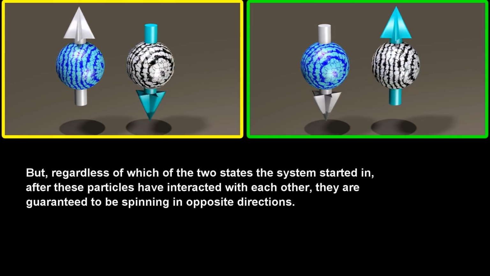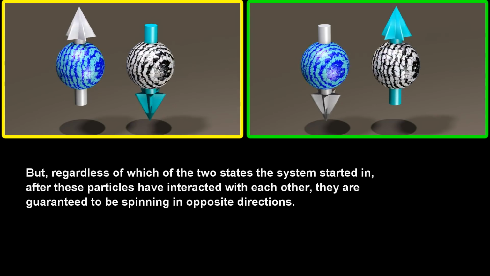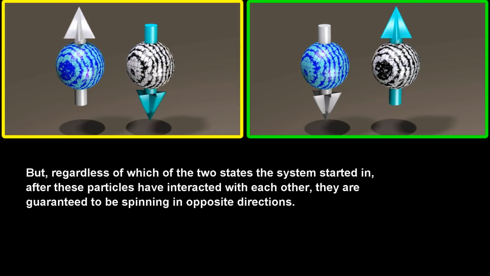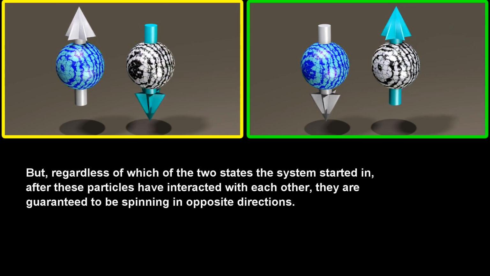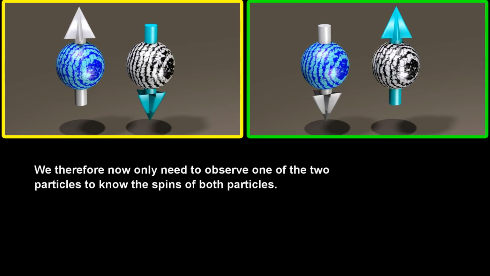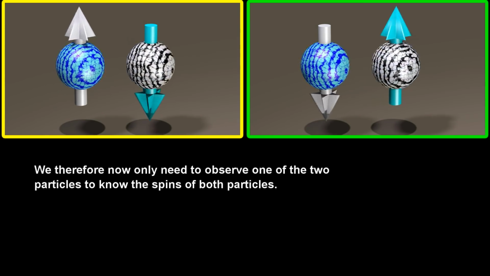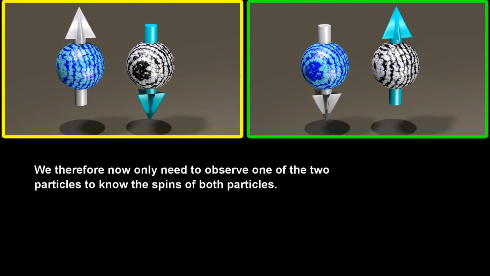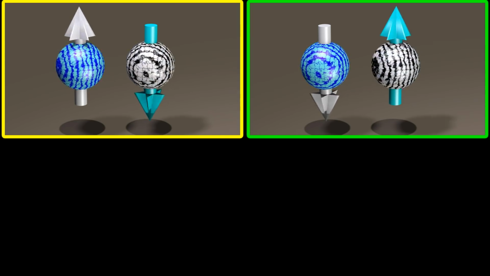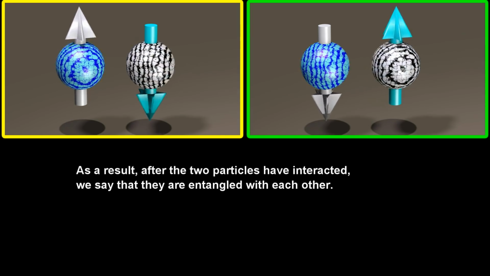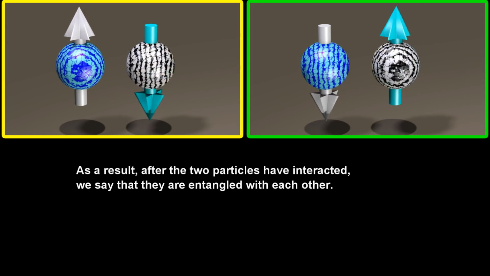But regardless of which of the two states the system started in, after these particles have interacted with each other, they are guaranteed to be spinning in opposite directions. We therefore now only need to observe one of the two particles to know the spins of both particles. As a result, after the two particles have interacted, we say that they are entangled with each other.